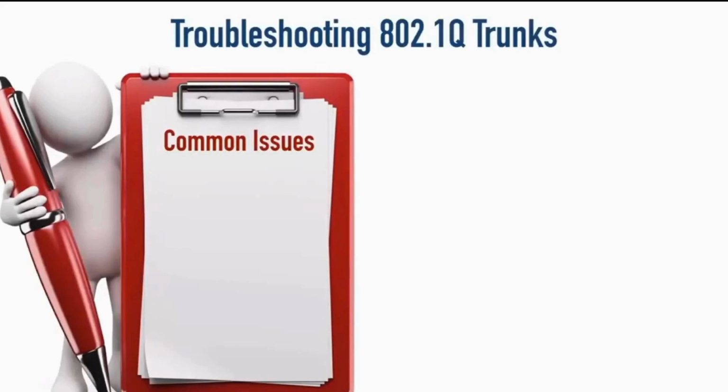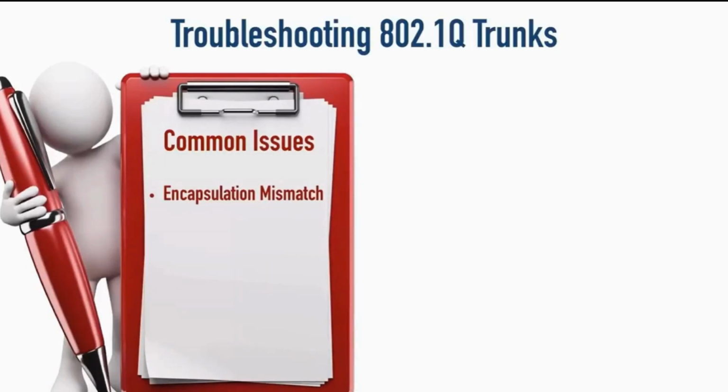Common 802.1q trunk troubleshooting issues. One issue we might run into if we find our 802.1q trunk is not working appropriately is we might have an encapsulation mismatch. In other words, we might not be running 802.1q on each end of our trunk.